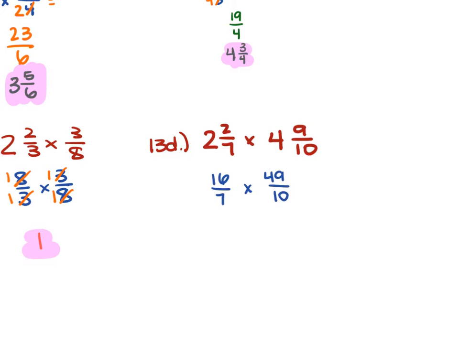The 7 and the 49 can cross-simplify. The 7 is going to become a 1. The 49 becomes 7. 16 and 10 can also cross-simplify, dividing both of those by 2. So 16 will become 8, and 10 becomes 5. So we have 8 times 7 over 1 times 5. The 8 times 7 is 56. The 1 times 5 is 5. 5 goes into 56 11 times with 55, so we're going to have 1 left over, so it's going to be 11 and 1 fifth.